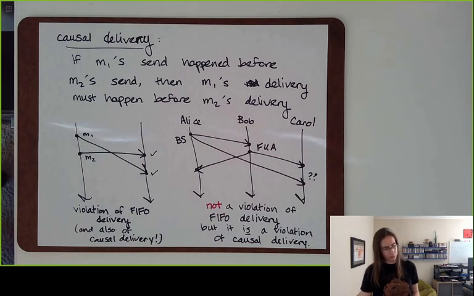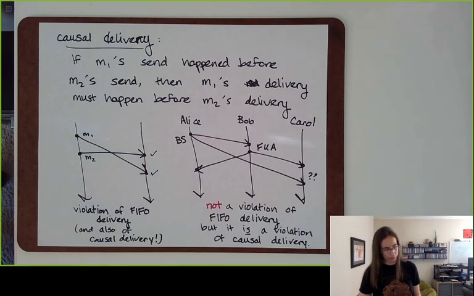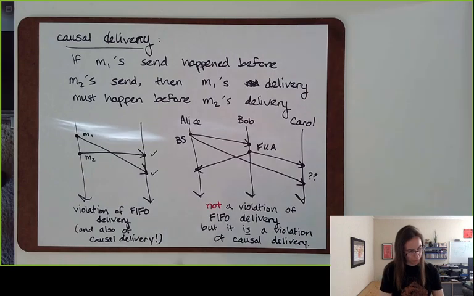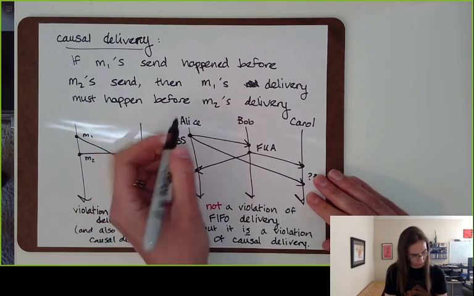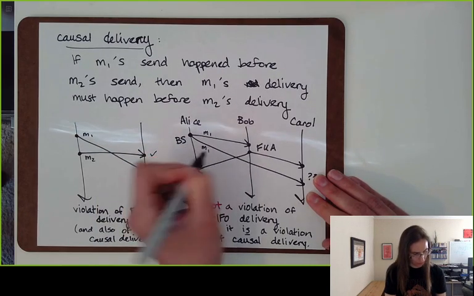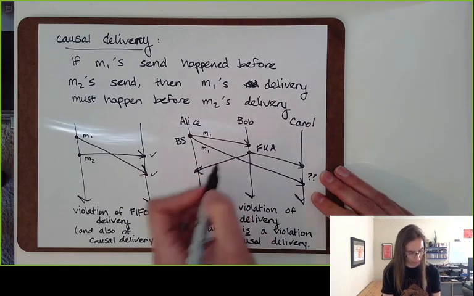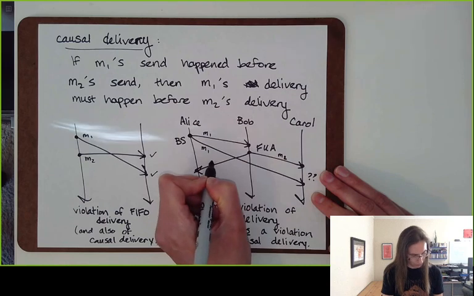So let's look really closely at this and make sure we understand why it's a violation of causal delivery. Well, here's where Alice's message was sent, right? It got sent back here. So this is M1. And really, both of these messages from Alice are M1. They're both the same message, so we call them both M1. Likewise with Bob, both of these messages are M2.